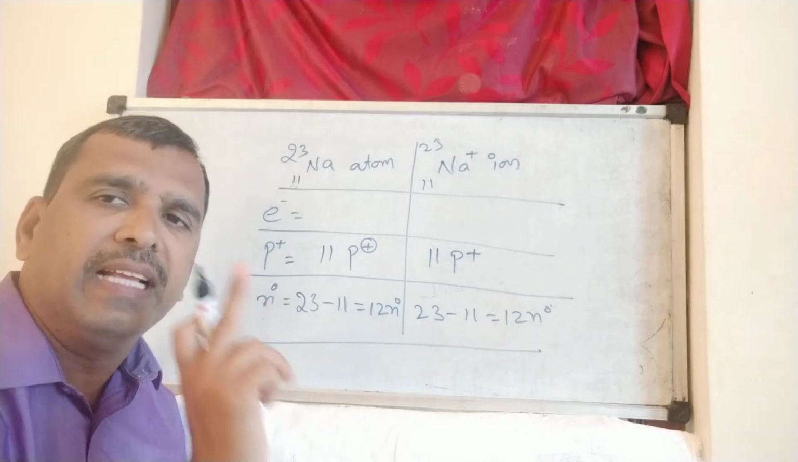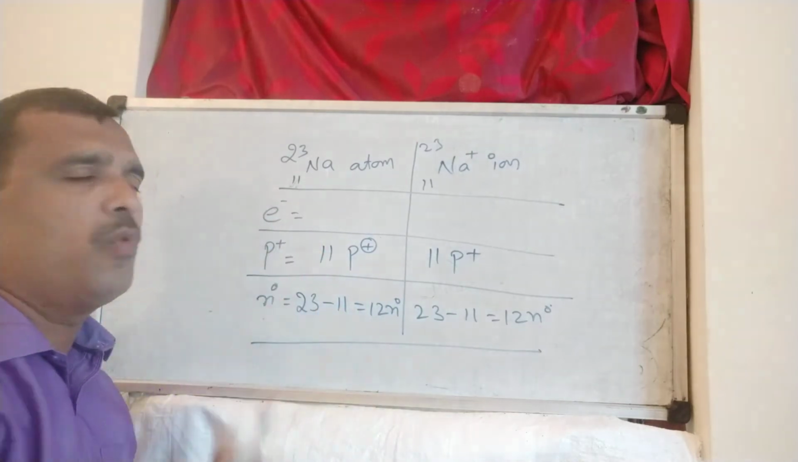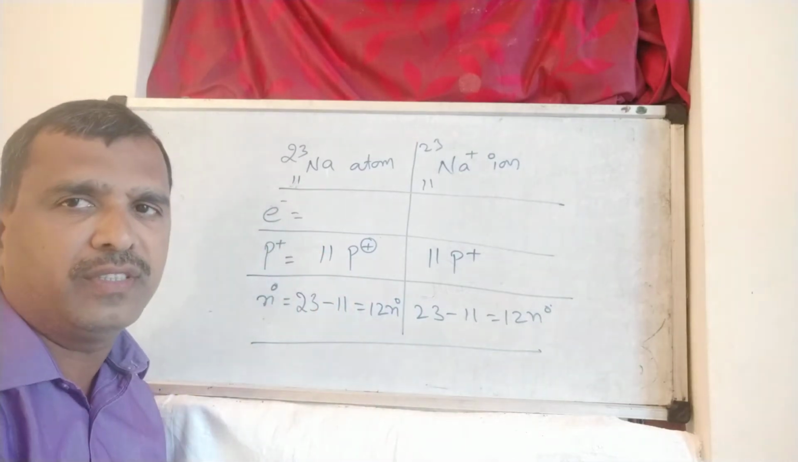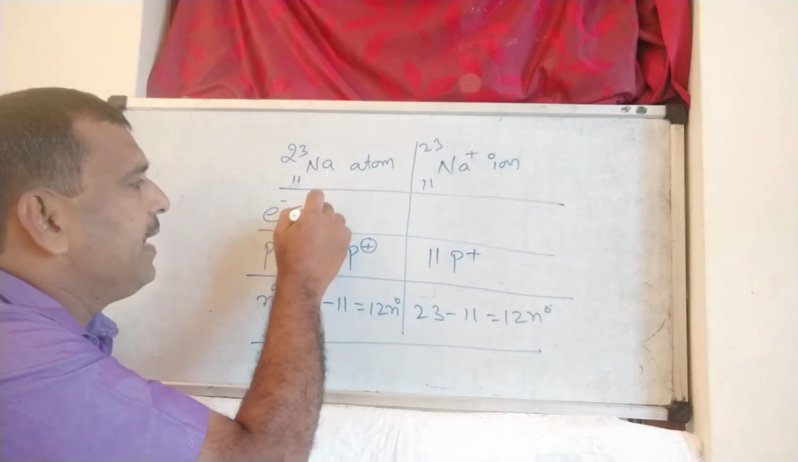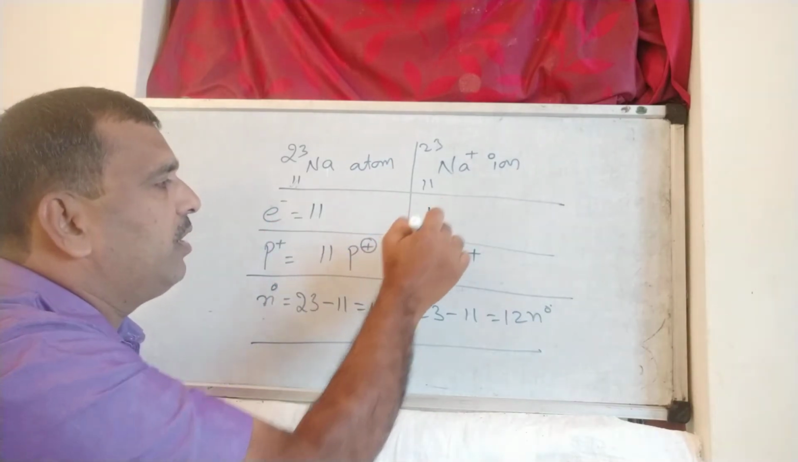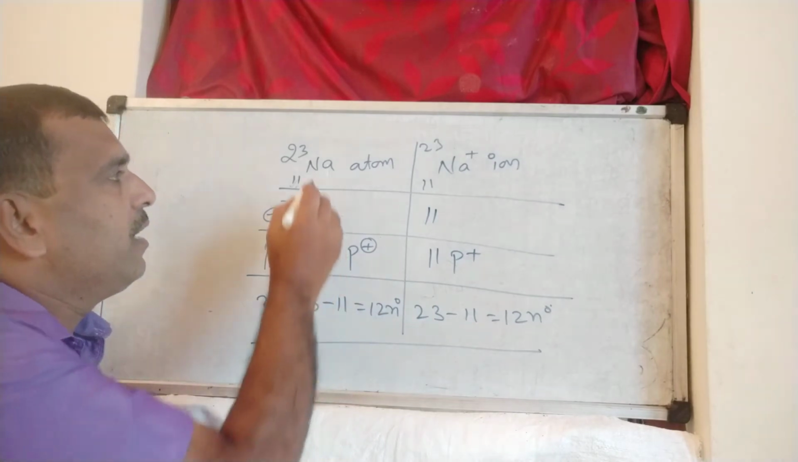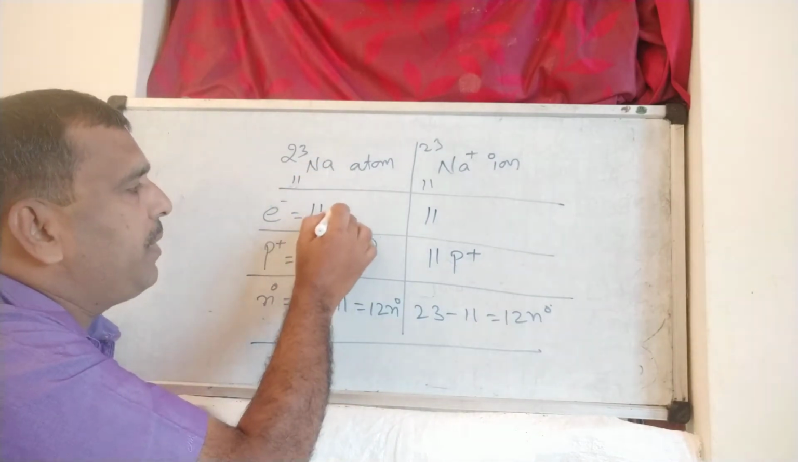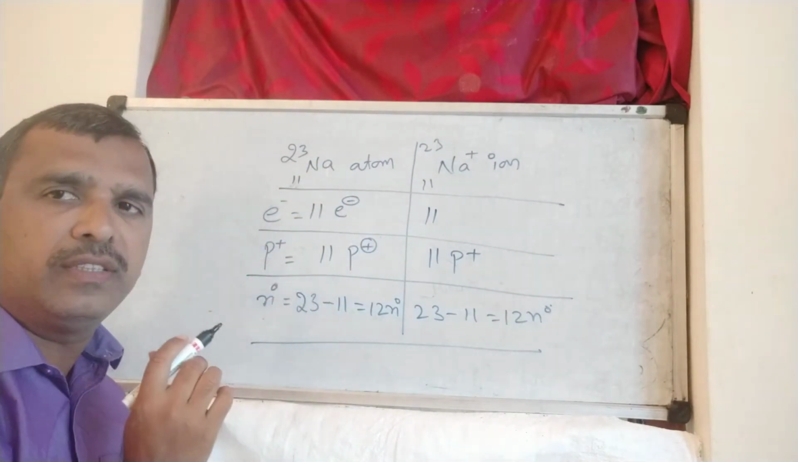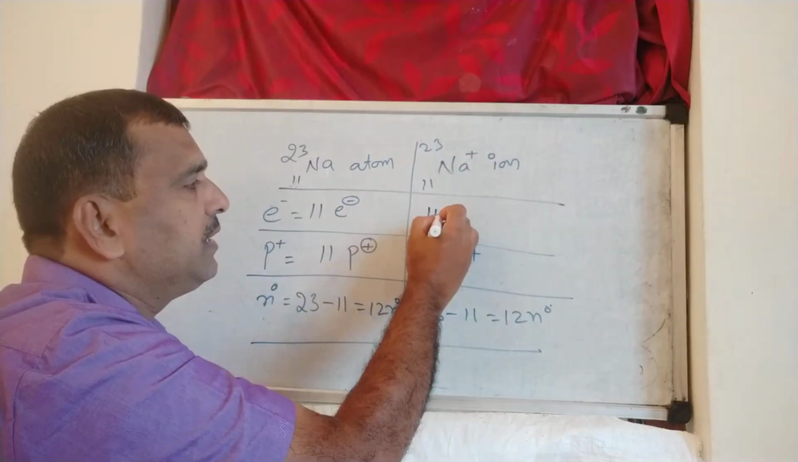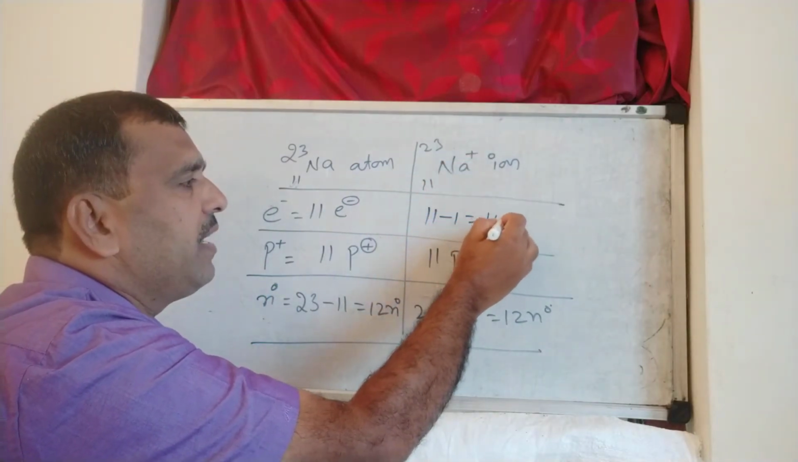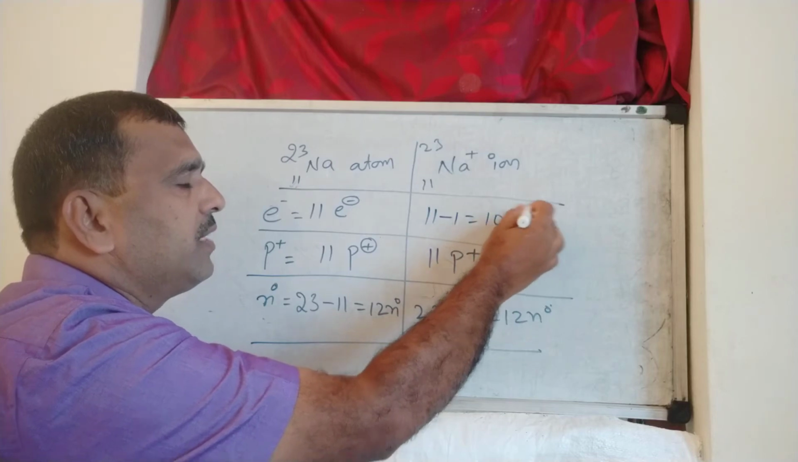The only change is in the number of electrons. In the sodium atom there are 11 electrons, because of zero charge. Then for the positive ion, minus 1 electron, so you will get 10 electrons present.